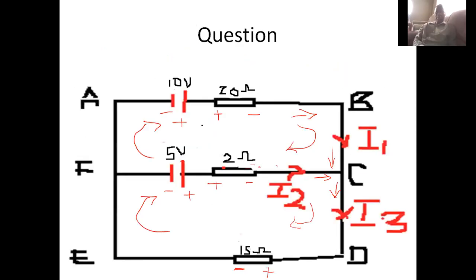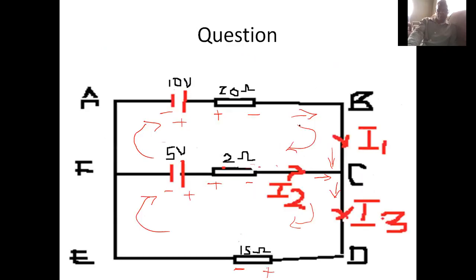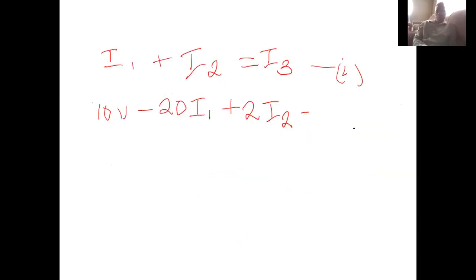Then we are going to have, this will be positive now, 2 ohms multiplied by current 2. We are going this way, plus 2 ohms multiplied by current 2, and minus, actually when you are going from here to there, it's minus 5 volts. Minus 5 volts. This should be equal to 0.